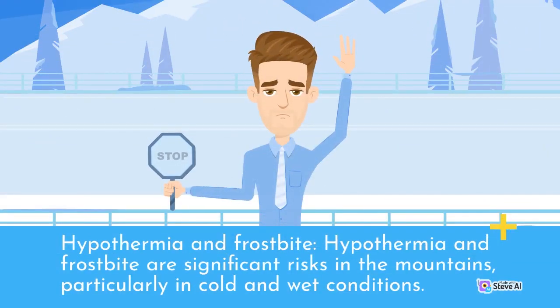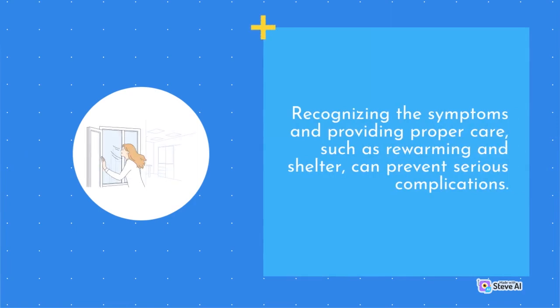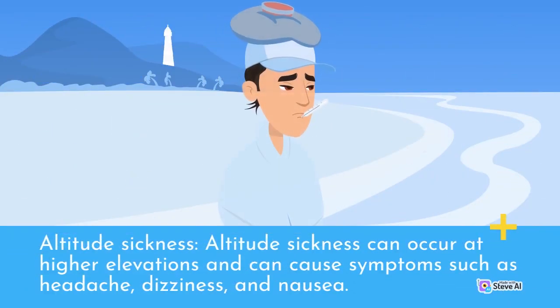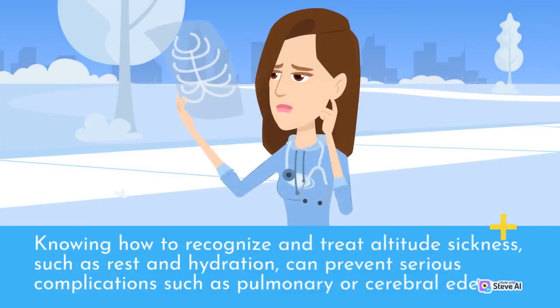Hypothermia and frostbite. Hypothermia and frostbite are significant risks in the mountains, particularly in cold and wet conditions. Recognizing the symptoms and providing proper care, such as rewarming and shelter, can prevent serious complications. Altitude sickness. Altitude sickness can occur at higher elevations and can cause symptoms such as headache, dizziness, and nausea. Knowing how to recognize and treat altitude sickness, such as rest and hydration, can prevent serious complications such as pulmonary or cerebral edema.